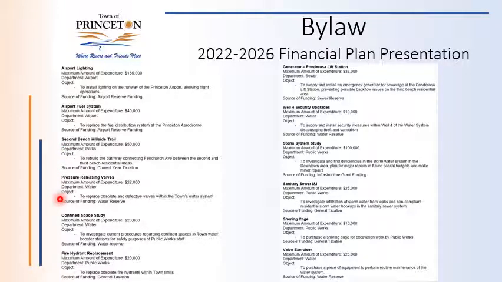So we're on to more public works type projects now. So this is for obsolete and defective valves within the town water system. The Public Works Department has identified some critical deficiencies in our valves that could cause damage or make repairs difficult. So we need to have those replaced. There's a water reserve for that.